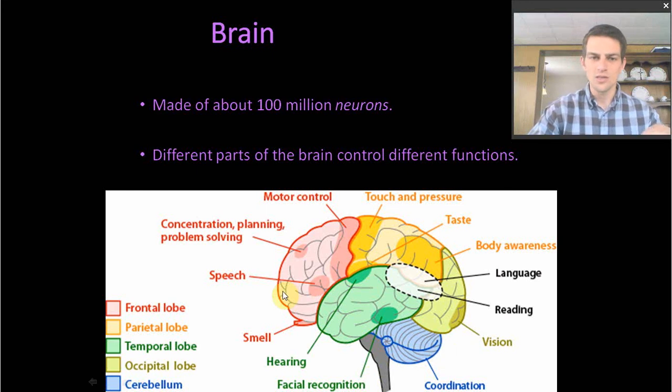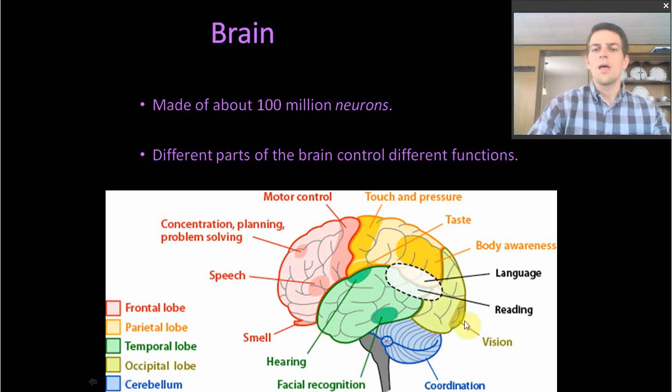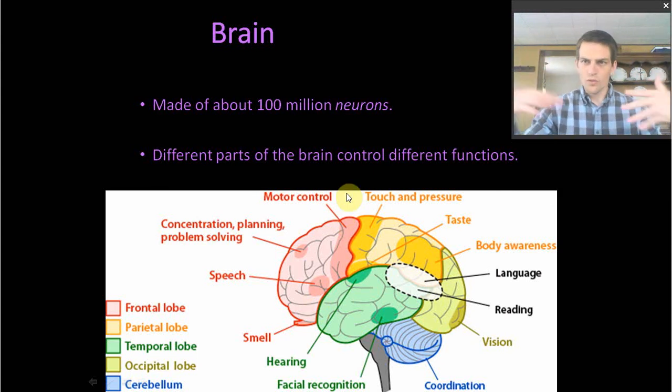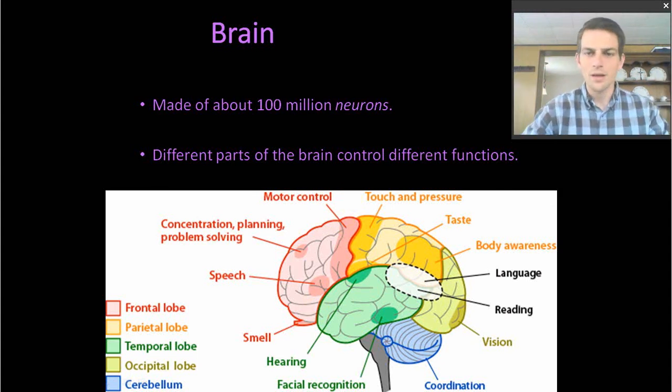There are these different lobes and different parts of your brain that control different things. Either they receive different senses, like you have smell down here in the front, or hearing, or vision, or they can control different functions. So you have your speech part, your motor control, like moving your fingers and arms and everything. Different parts of the brain do different things.